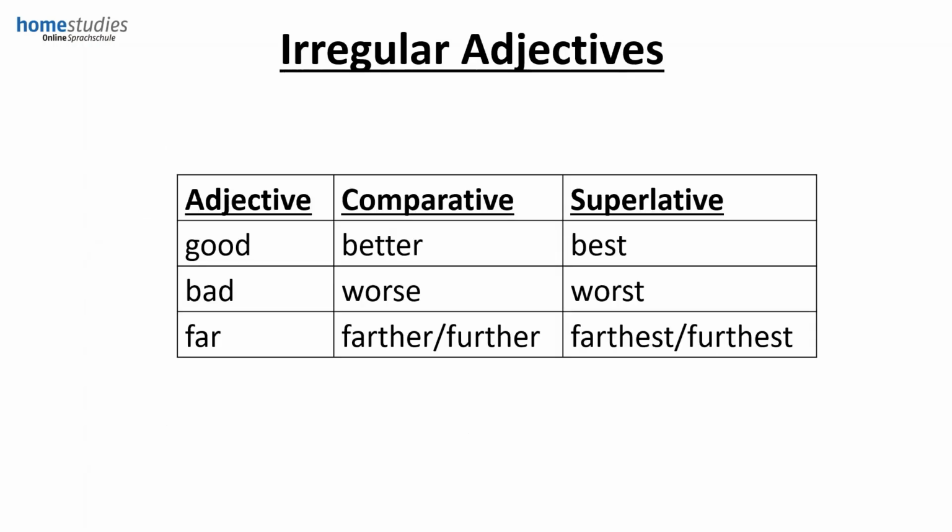Now, irregular adjectives. The adjective good in the comparative form is better, superlative form best. The adjective bad is worse in the comparative form and worst in the superlative form. And the adjective far in the comparative form, farther or further, and in the superlative form, farthest or furthest. So remember these. These are important to know.